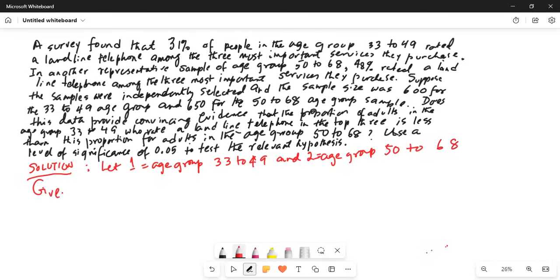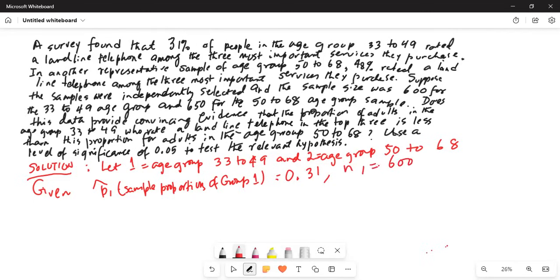Given: P1 hat, this is the sample proportion of group 1, is equal to 0.31, N1 equal to 600, and then P2 hat, sample proportion of group 2, is equal to 0.48, and the sample size, N2, is equal to 650.